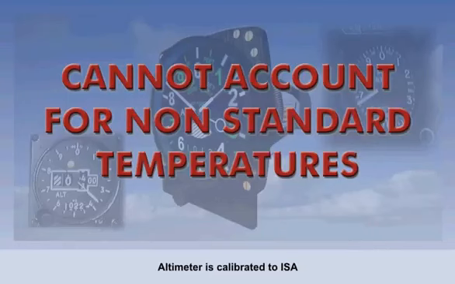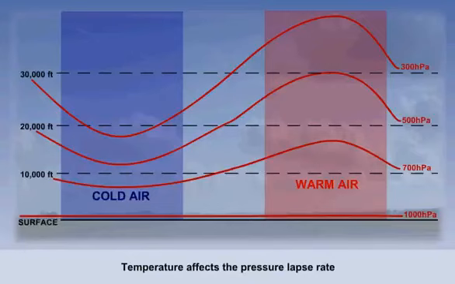In our earlier lessons on pressure, we saw that temperature affected the pressure lapse rate. Our altimeter is calibrated to an ISA temperature profile and is unable to adjust for the effect of any deviations away from ISA. Let's recap what we've already learnt about how temperature affects the lapse rate and pressure levels. Here we can see that if we cool air down, the pressure levels contract and increase the pressure lapse rate. If we warm the area on the right, we can see an expansion of the pressure levels.